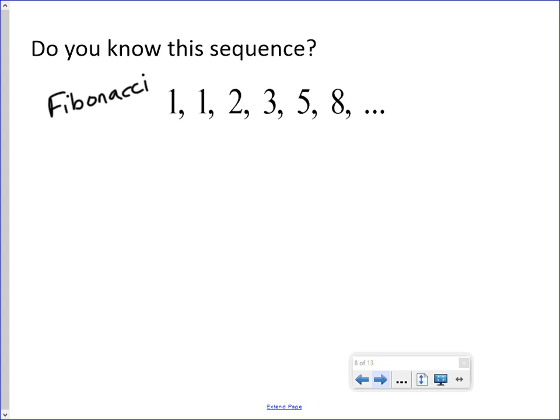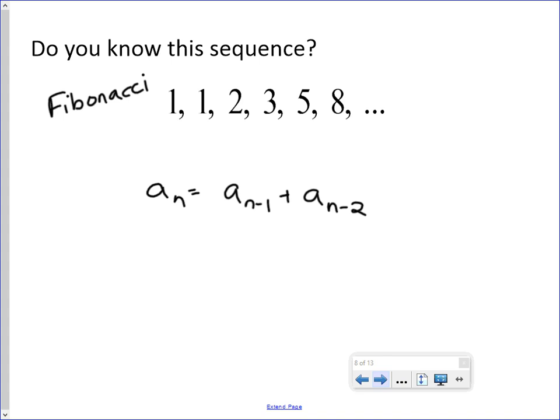A sub n minus 1 plus A sub n. What's Bailey trying to tell you to do? Add the two previous terms, right? Add the term right before and add the term 2 terms before. So A sub n is equal to A sub n minus 1 plus A sub n minus 2.